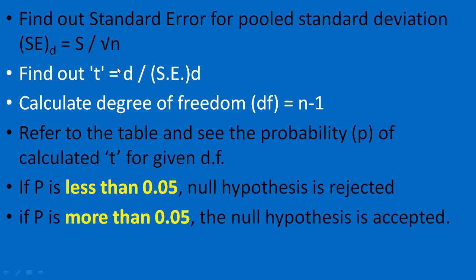Now we calculate the D. This is the difference between the observations, and the standard error of observations between D. So there are three things which are required to calculate T.